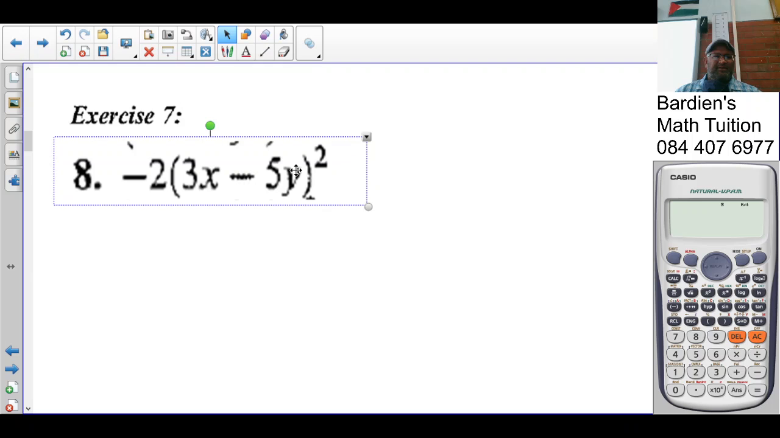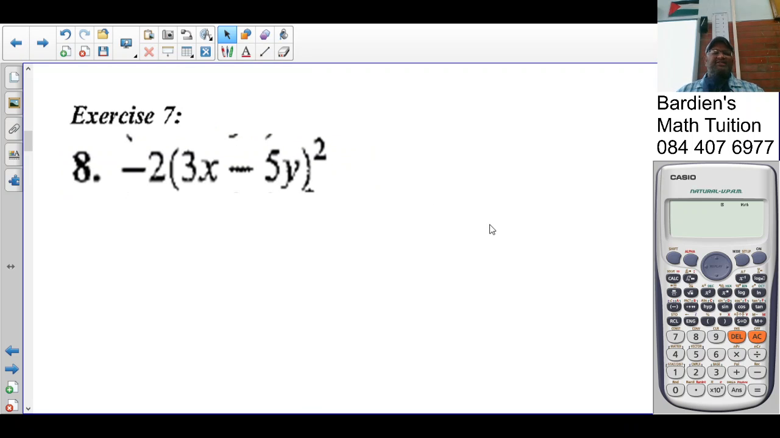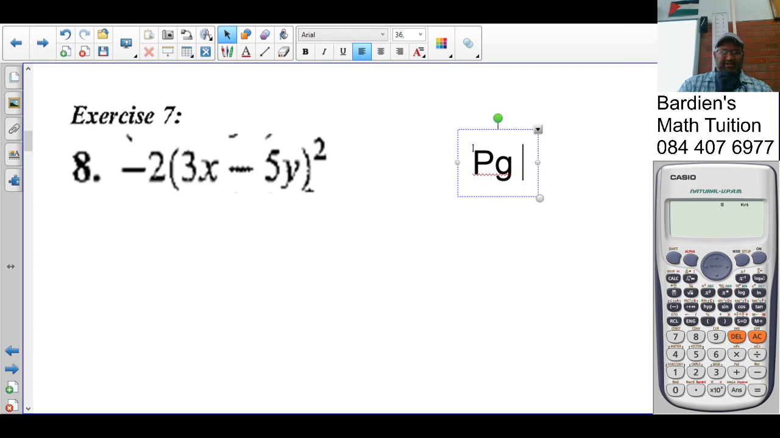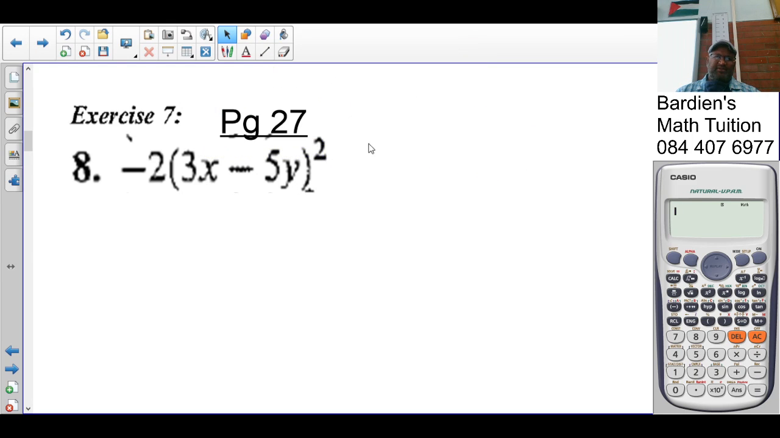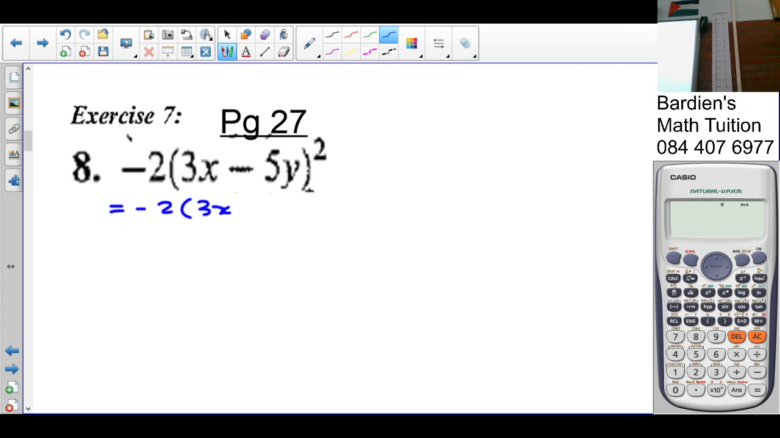Right. So as I indicated that there are ways of doing this, a shorter method, but that method will be dealt with in grade 10. But for now, play around, multiply it out, and all of those stories. The question was for exercise 7, number 8. So according to what we have dealt with so far, we know if it's a square, it must be written out twice. So it's going to be 3x minus 5y, 3x minus 5y.